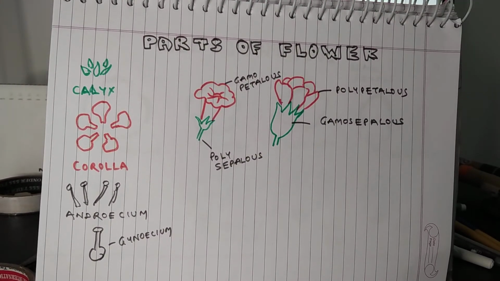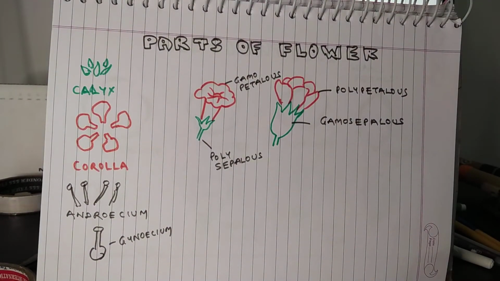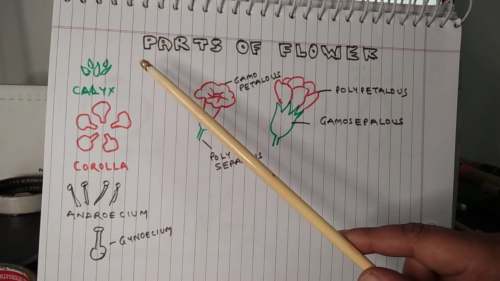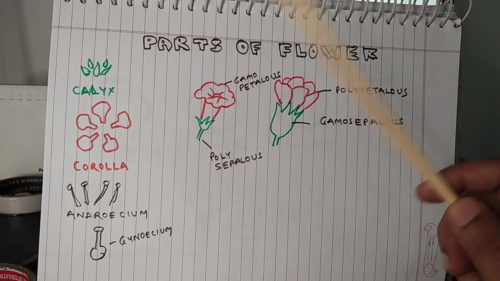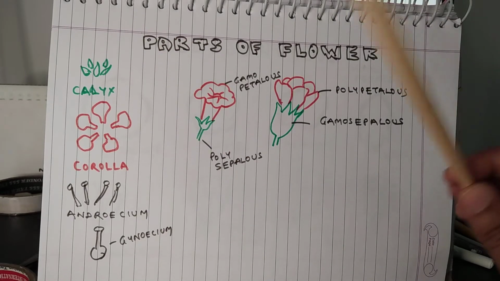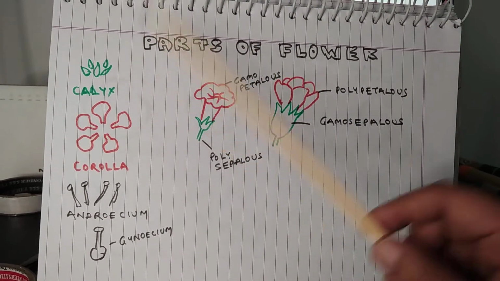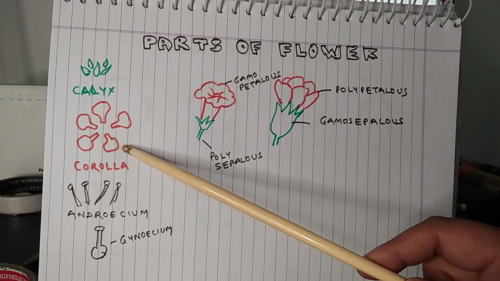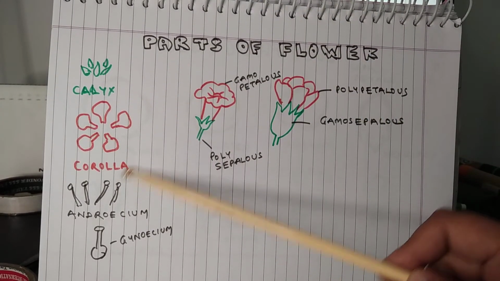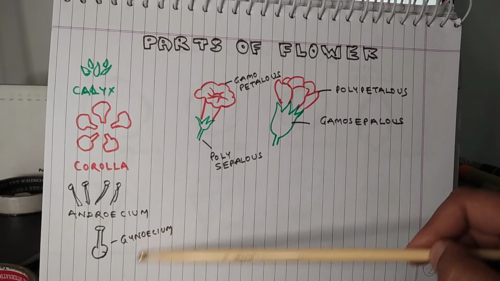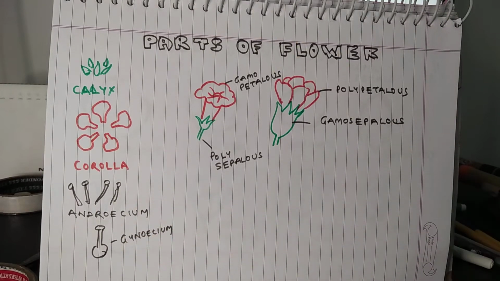Parts of flower. You have already read in your junior classes that there are different whorls of flower, and from outside to center they are known as calyx, corolla, androecium and gynoecium. Sepals are the individual parts of calyx. Petals are the individual parts of corolla, and stamens are the individual parts of androecium. Carpels are the individual parts of gynoecium.